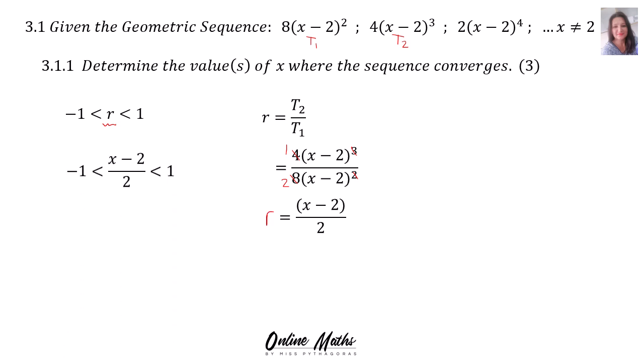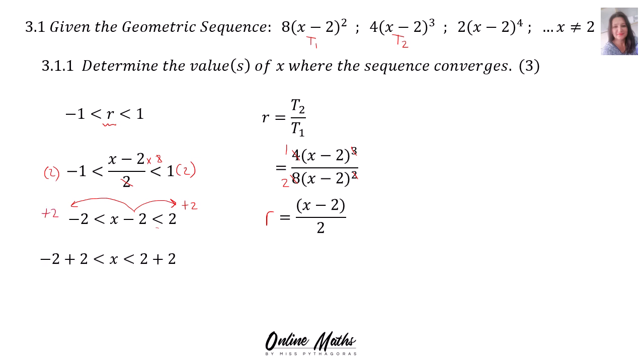Back into the little formula on the left hand side, we will substitute r. Then we will multiply this 2 away everywhere. Okay, like that. And we end with, in the middle, x minus 2 is smaller than 2 and greater than -2. And then this minus 2 will go out and it becomes plus 2 on that side, and you take it out and it becomes plus 2 on that side. There, I did it for you.